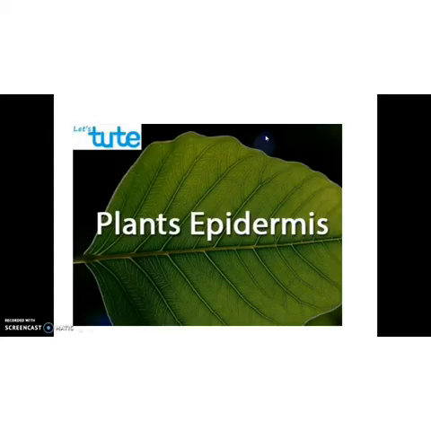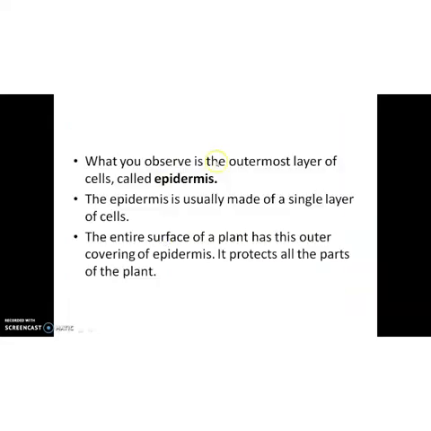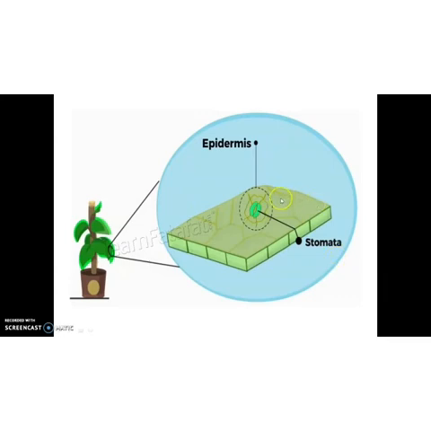Clear? And the next topic is the plant's epidermis, the outermost covering. What you observe is the outermost layer of the cell. Yes, the outermost layer of the cell is called epidermis. Clear? The epidermis is usually made of a single layer of cells. The entire surface of a plant has this outer covering of epidermis. It protects all the parts of plants. Okay? So, this is epidermis, the outermost covering.